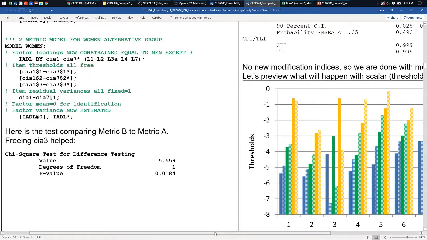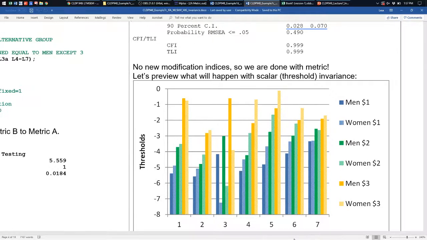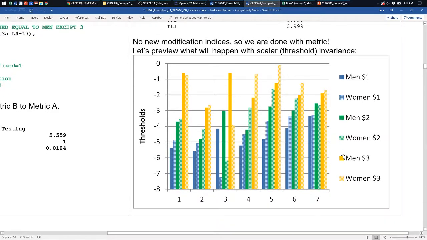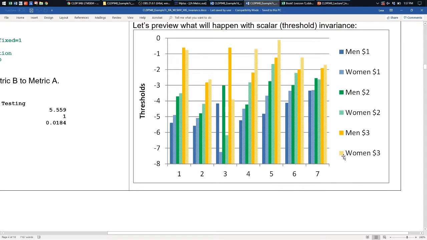So let's look at the thresholds and preview what we're going to find here. In contrast to intercepts, in the world of CFA, how many intercepts does each item get? 1. So it's either invariant or not, right? Woo! Yes. Good to hear from the back. Thank you.